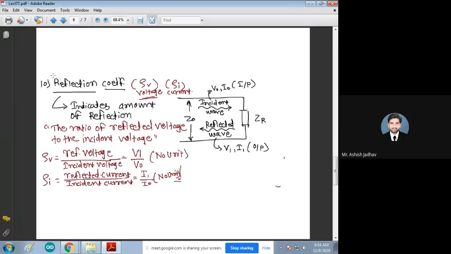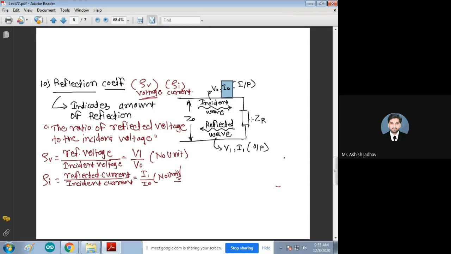The next is the reflection coefficient, and I told you the reflection coefficient is just an indication of mismatching, right? It indicates the amount of reflection. Now here there are two terms. One is rho v, the reflection coefficient for voltage. Rho I is the reflection coefficient for current, right? So let us assume V0 and I0 are the input voltage and current respectively.